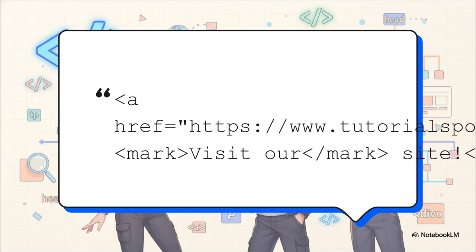Here's how it works. You just wrap the text you want people to click on inside the A tags. Then you use the href attribute, that stands for Hypertext Reference, to tell the browser the exact web address to go to when someone clicks it. It's so simple, but this is literally what makes the web a web.